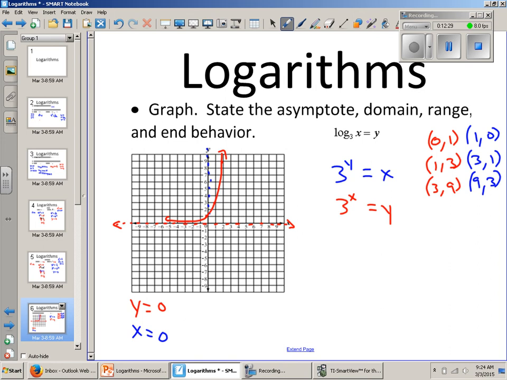So my asymptote is x equals 0. I have a vertical asymptote. I'm going to plot the 3 points 1, 0, 3, 1, 9, 3.